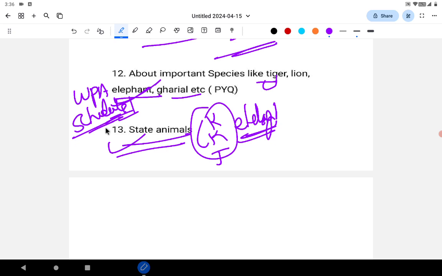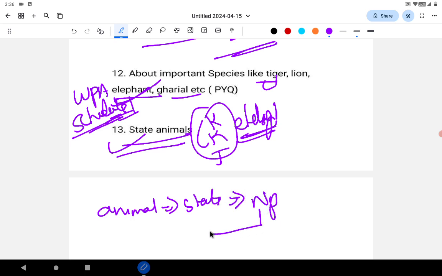Gir National Park. So that is the better option. That is how you choose options. Note the animal, which state they are present in, and the national park given. If the national park given in the option is of that particular state, usually that will be the answer. That is how you solve the questions regarding this.